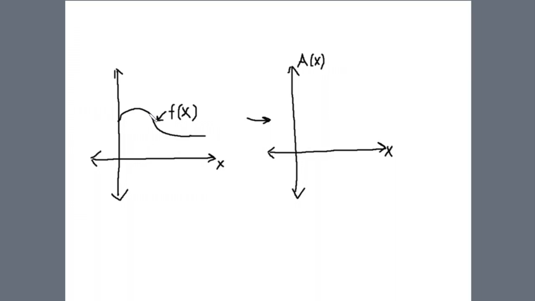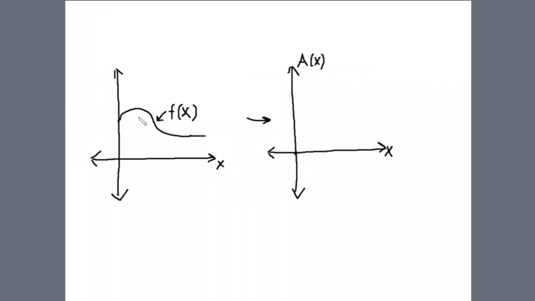So if this is the line x equals 1, then A of 1 would be the area enclosed in this region right here. We know that A of 0 is the area from x equals 0 to the input, which is 0. Therefore, A of 0 has to equal 0 because there is no width or distance between the x boundaries. So we can plot that point on our graph: at x equals 0, A of 0 is going to be 0.